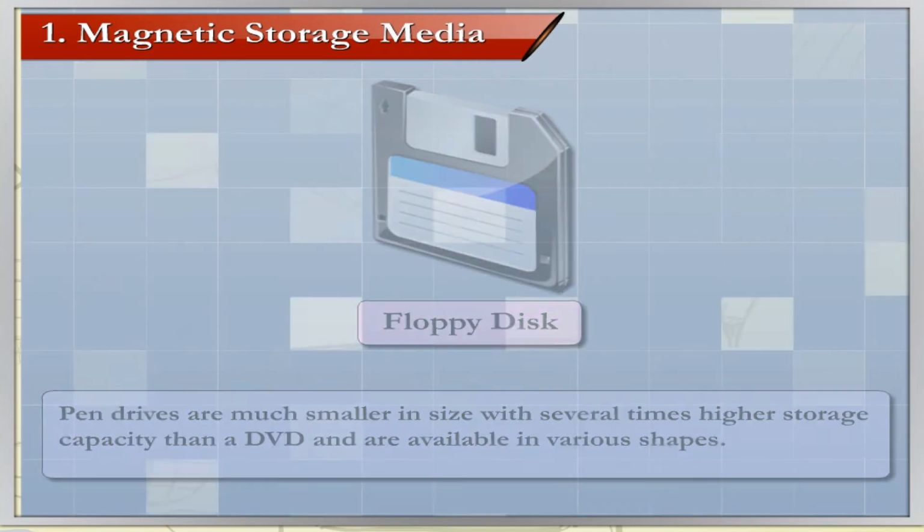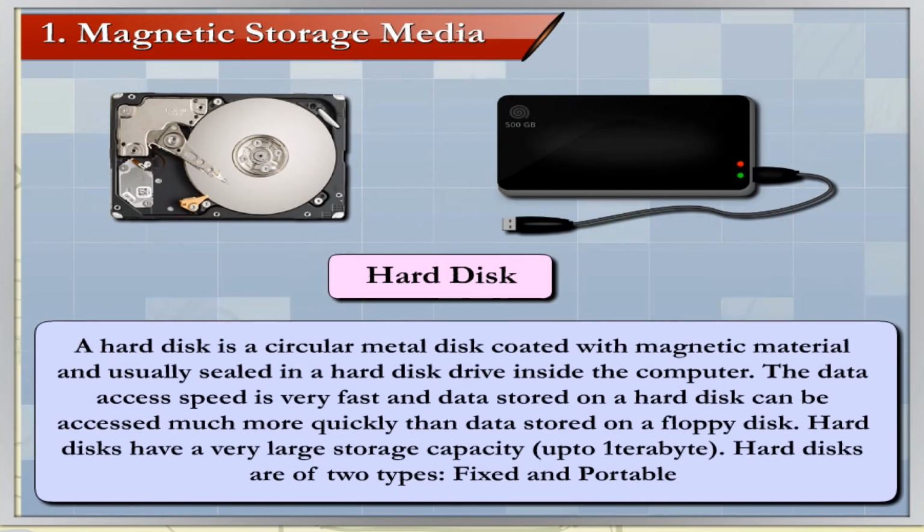Pen drives are much smaller in size with several times higher storage capacity than a DVD and are available in various shapes. Hard disk. A hard disk is a circular metal disk coated with magnetic material and usually sealed in a hard disk drive inside the computer. The data access speed is very fast, and data stored on a hard disk can be accessed much more quickly than data stored on a floppy disk. Hard disks have a very large storage capacity, up to 1 terabyte. Hard disks are of two types, fixed and portable.